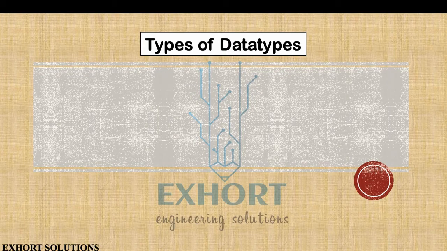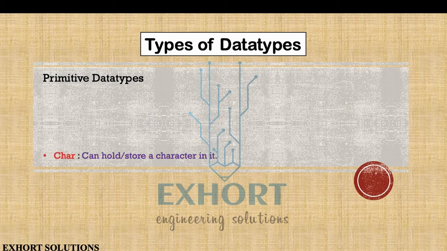Now we will see types of data types. There are three types of data types, that is primitive data types, derived data types, and user defined data types. Now first we will see primitive data types.